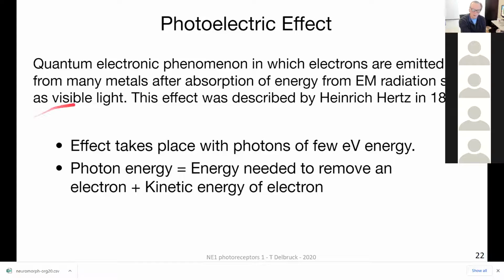Anyway, the photoelectric effect is a quantum electronic phenomenon in which electrons are emitted from many metals after absorption of energy from EM radiation, such as visible light. It was described by Hertz in 1887. The effect takes place with photons of a few electron volts of energy. The photon energy is the energy needed to remove an electron from its bound state, plus the kinetic energy left over in the electron. So the higher the energy of the photon, you don't get more electrons, right? Unless they're really high energy. You just get a faster electron. I guess it gets shot away from the atom faster.